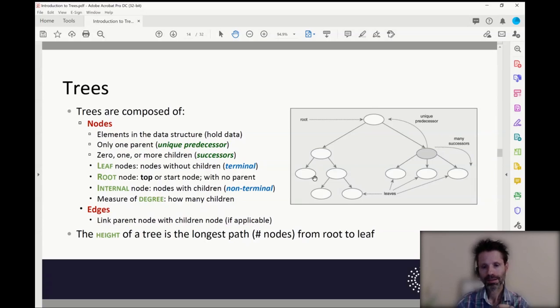We can identify the leaf nodes because there's no out arrows coming out of them. And we can identify the root node because there's no in arrows going into the root node. These leaf nodes are often referred to as terminal nodes because they have no children. That is, there are no nodes connected below them. Internal nodes are nodes with children that are not the root node. The degree of a particular node is the number of children that it has.